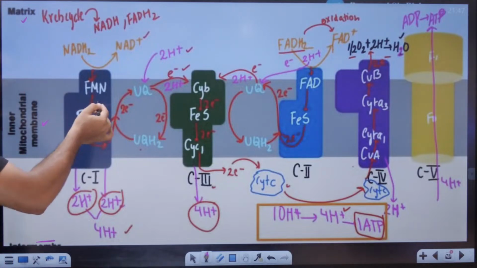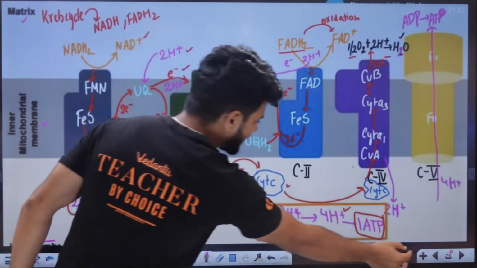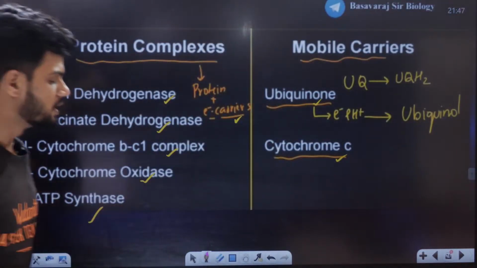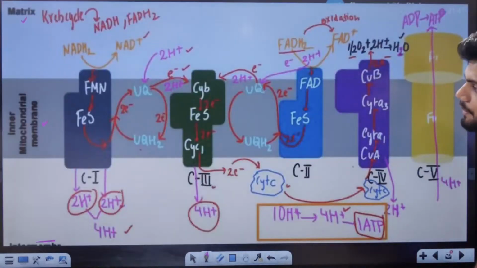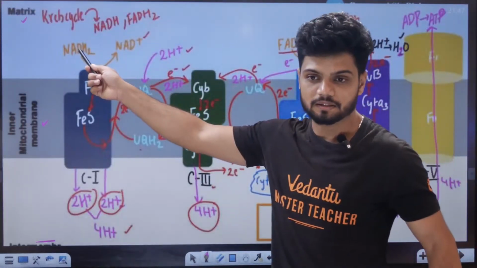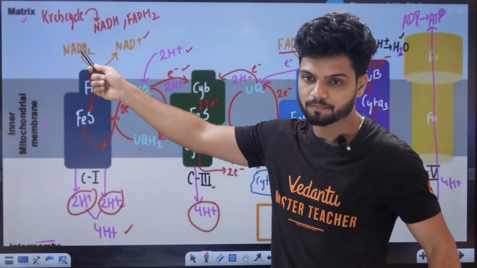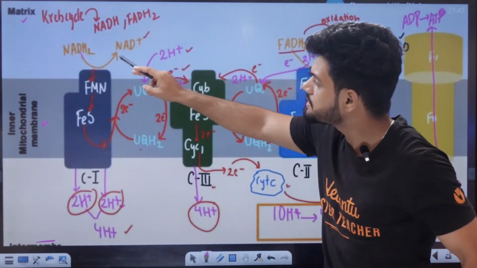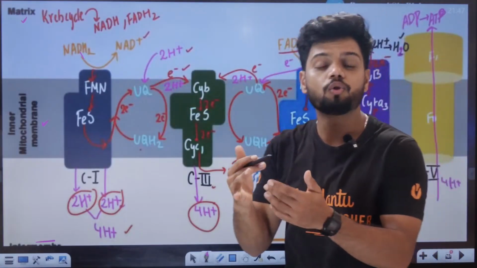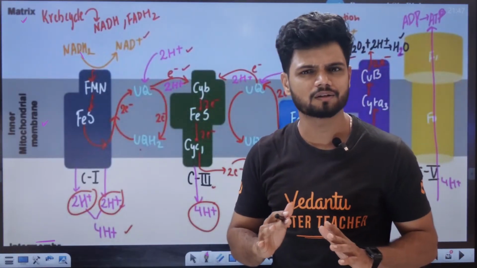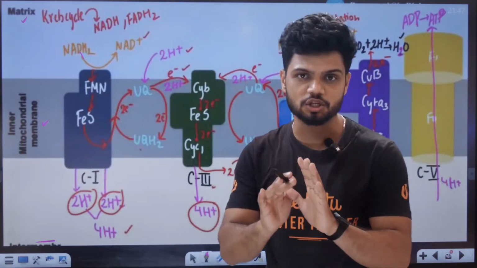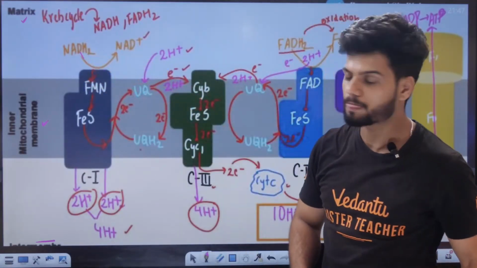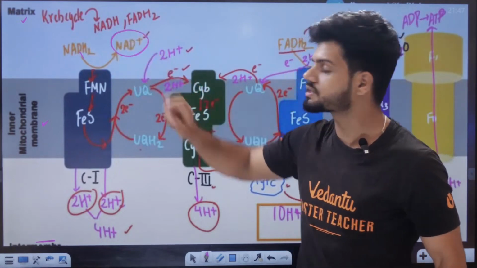Now what is happening? The first complex is called NADH dehydrogenase. On complex 1, NADH is coming and setting here. NADH2 is losing electrons and protons. What do you call that? Loss of electrons and protons is called oxidation. It is losing all the electrons and protons, so it is getting completely oxidized here.